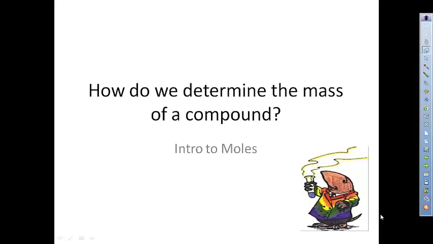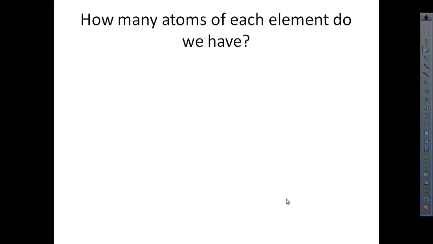In this podcast, we will determine how to calculate the mass of a compound. It will also be the introduction to moles. Alright, so how do you determine how many atoms of each element you have in a compound?